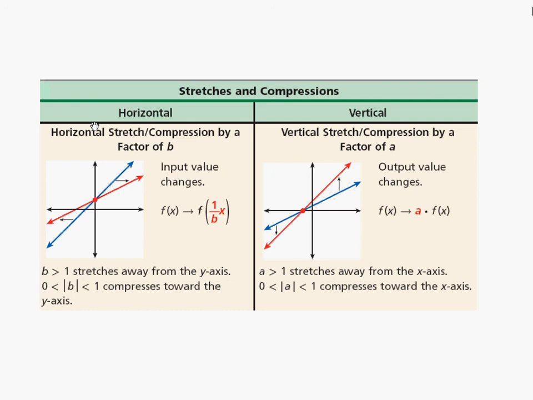Notice the main difference between horizontal and vertical. Horizontal, again, only changes the x value, and it's 1 over b times x. Our vertical affects the entire function, so we multiply our a value by the entire function.